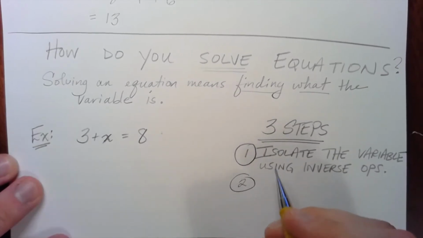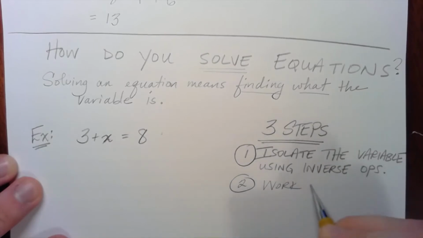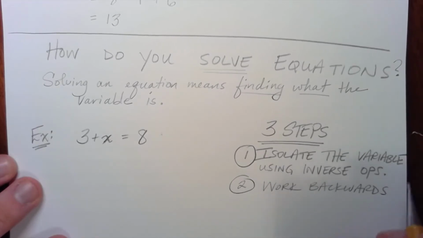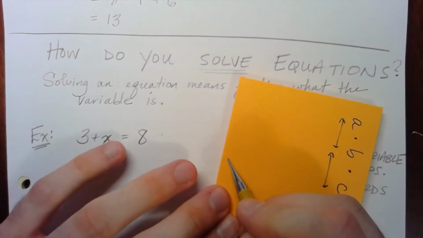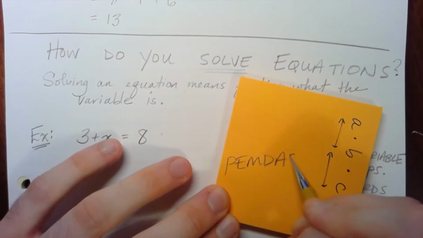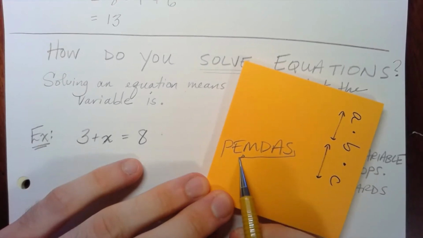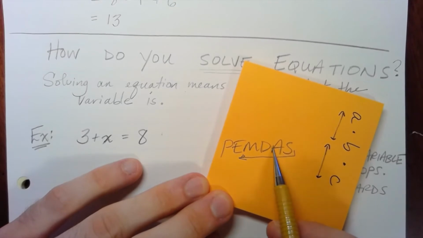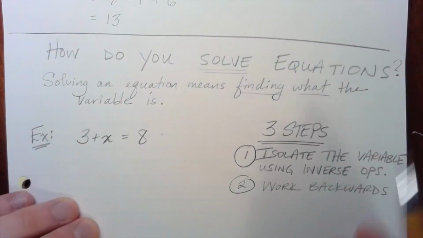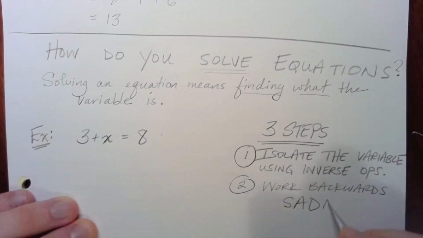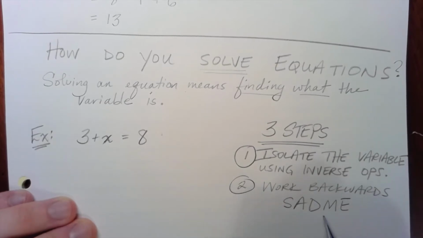Number 2, we work backwards. And so if the order of operations, and I'm talking about order of operations here, if the order of operations is PEMDAS, and I'm telling you, okay, now you need to go backwards, then we need to go like this, okay? And so it's SADMEP. And parentheses don't really count, so we're just left with SADME. Okay, SADME. So we're really working this way.